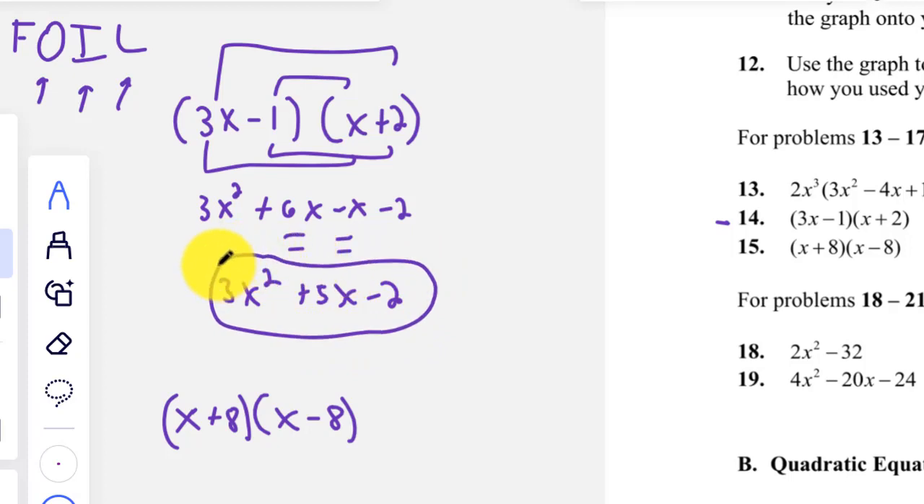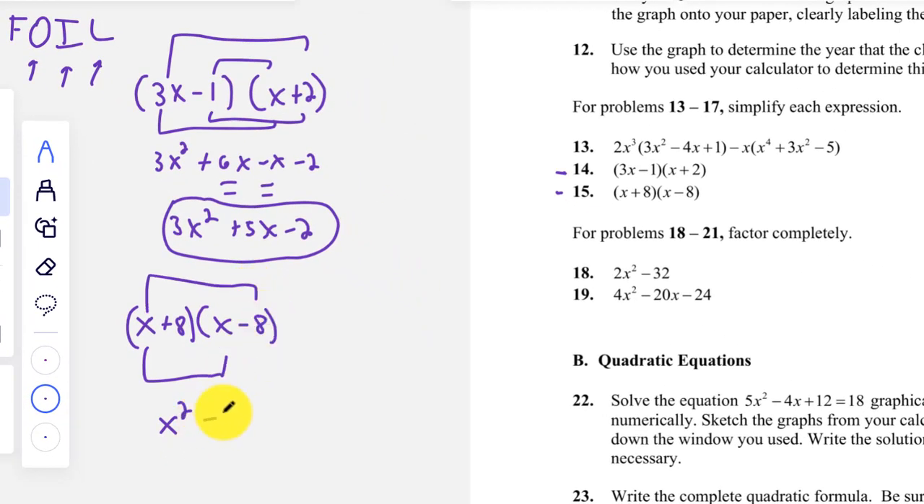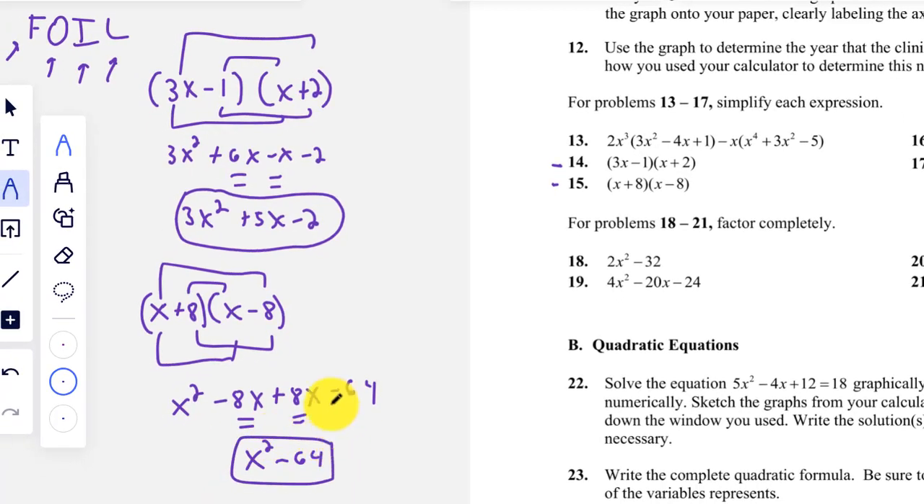Okay. Number 15, again, we're going to use FOIL, F-O-I-L. Our first terms are the x squared. Our outer terms would be minus 8x. Inner terms would be plus 8x. And the last terms would be minus 64. The 8x and the negative 8x will cancel, leaving me with x squared minus 64.